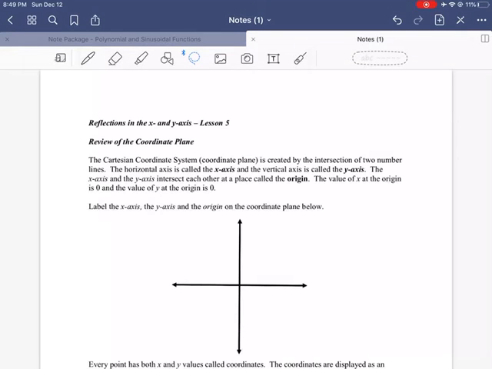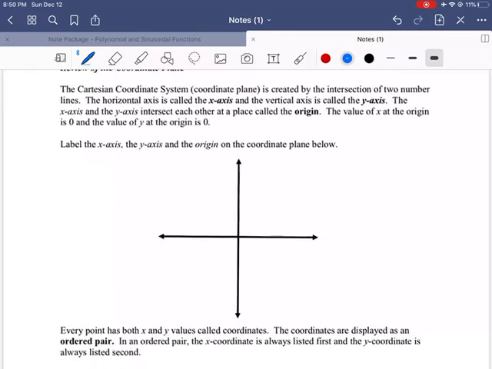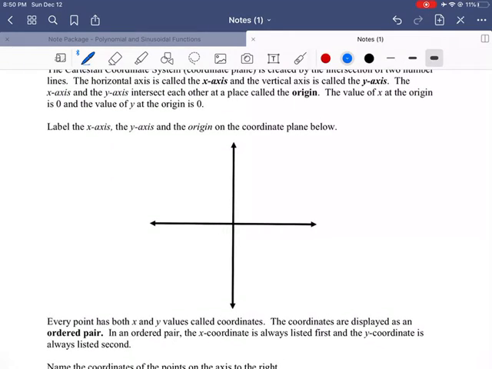Hello everyone, this is lesson 5, reflections in the x and y axis. So we're going to start off with just reviewing the coordinate plane. The Cartesian coordinate system is created by the intersection of two number lines. The horizontal axis is called the x-axis and the vertical axis is called the y-axis. So here we've got the x-axis and we've got the y-axis going vertically.